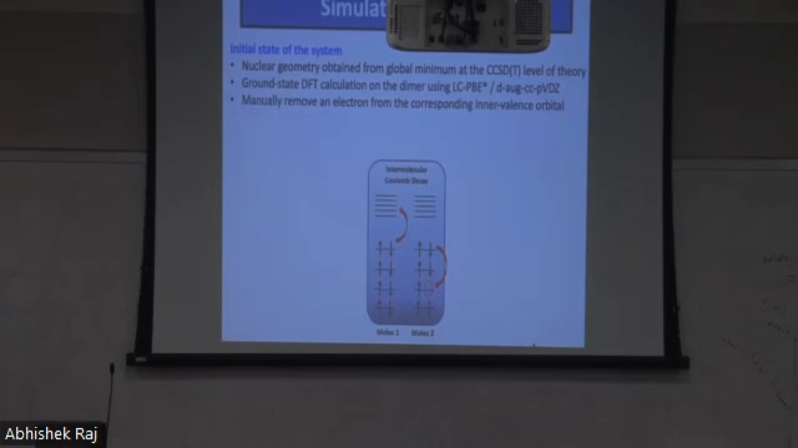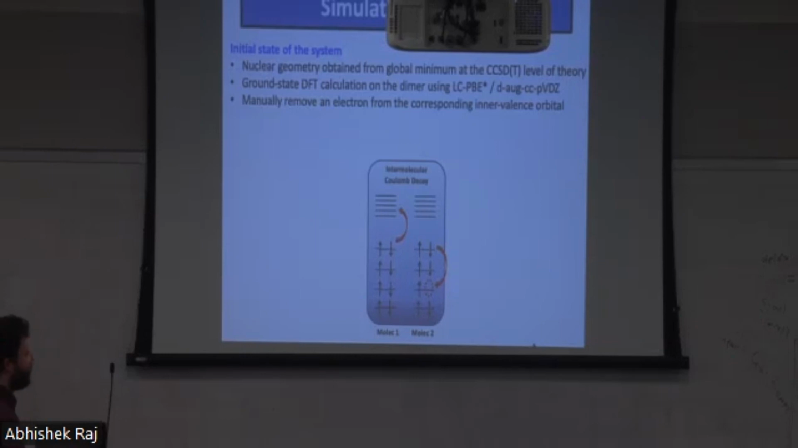Do you need extra diffuse functions? You write something like D on, which looks even more diffuse. I don't remember off the top of my head. But essentially diffuse functions are very important.